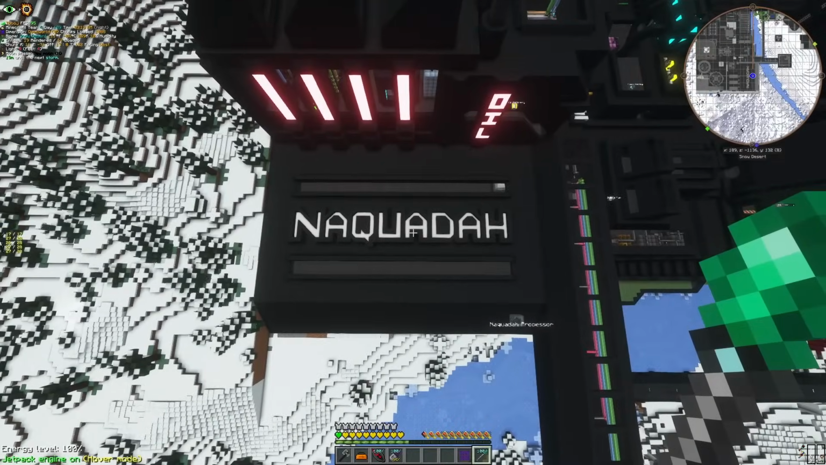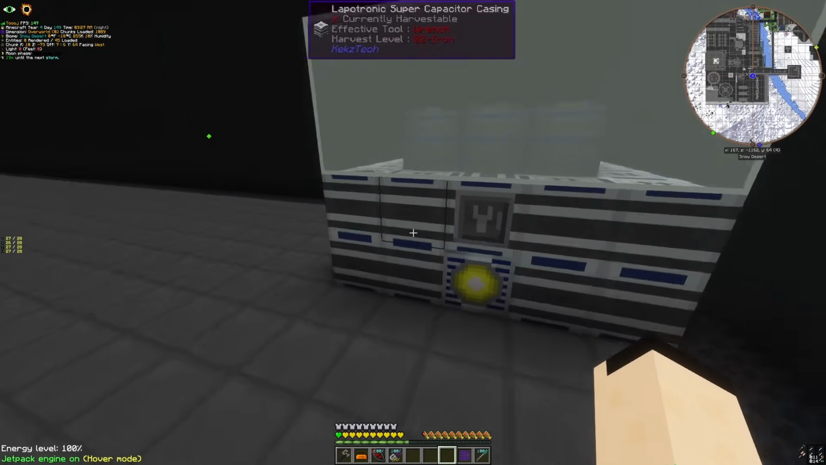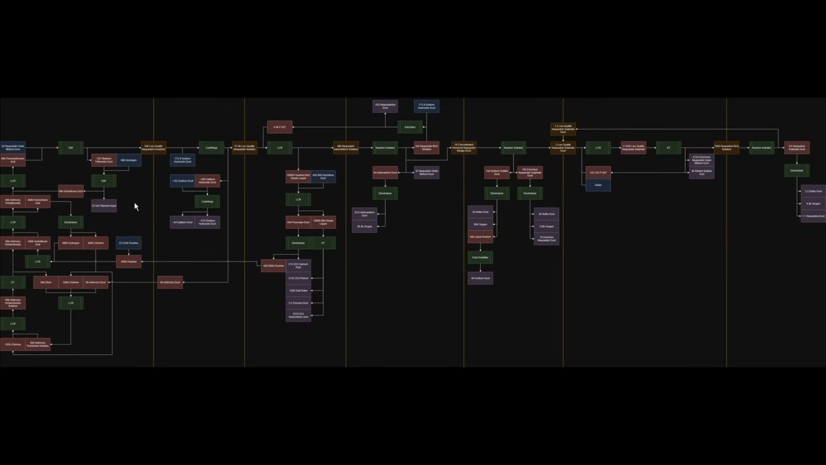Today I'm gonna set up Naquadah processing. I have already set up a Lapitronic supercapacitor with a Tesla cover, and now let's go over the flowchart. This is a pretty long, kind of convoluted process because there are a lot of partial loops. And what I mean by partial is you don't get a full refund of some materials.